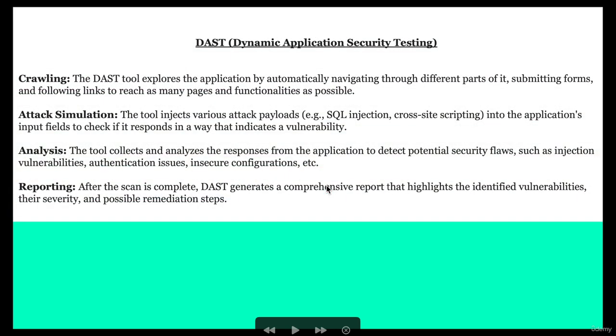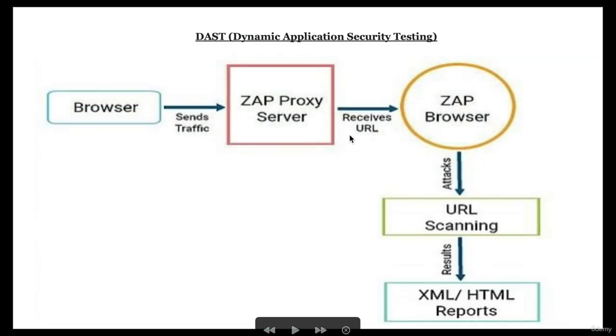So how it works, we can see in this flow chart here. The browser sends the traffic. Here the user accesses the browser, and once it is there, it sends the traffic and ZAP sits in between the client or the server and your browser. So here it acts as a kind of proxy.